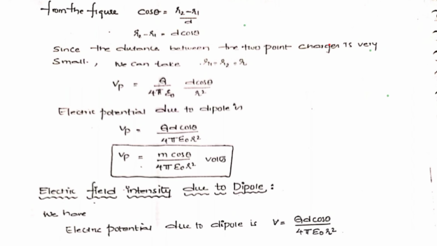Now we can take R1 approximately equal to R2, that is also equal to R, because the distance is very small, so the angle of inclination is also very small. Therefore, potential Vp is given as Q by 4 pi epsilon naught D cos theta by R square.